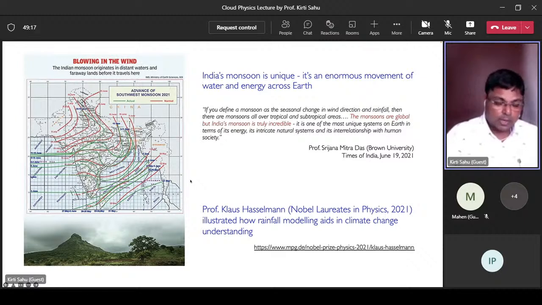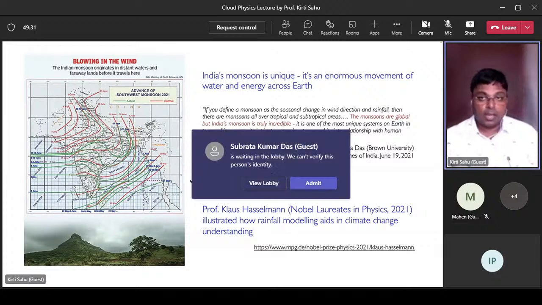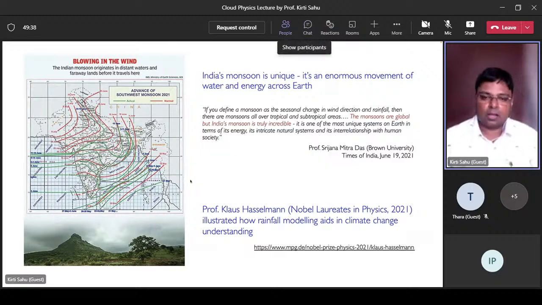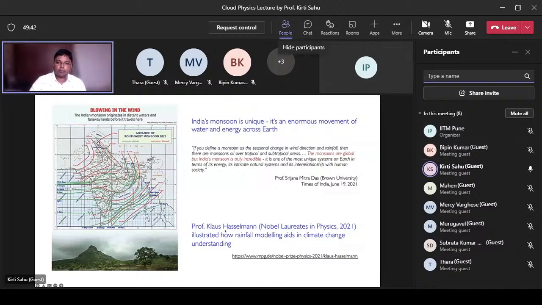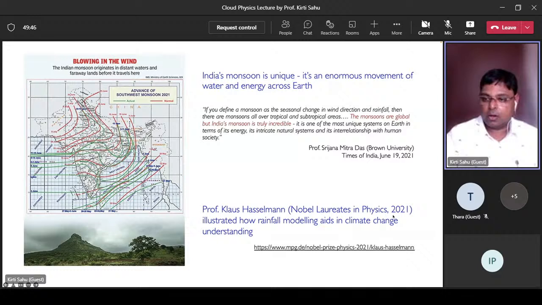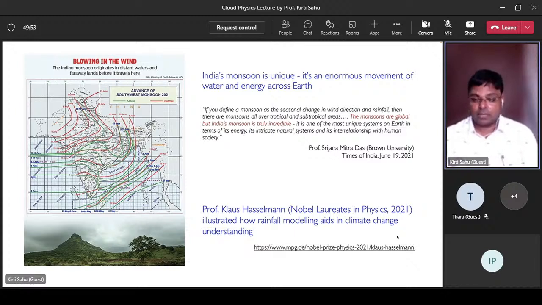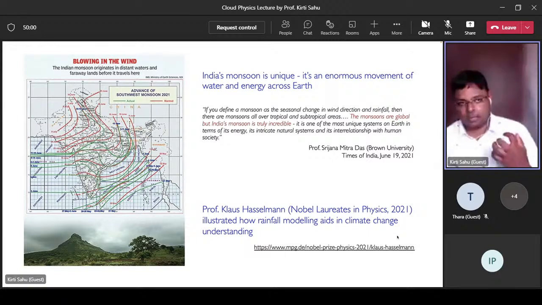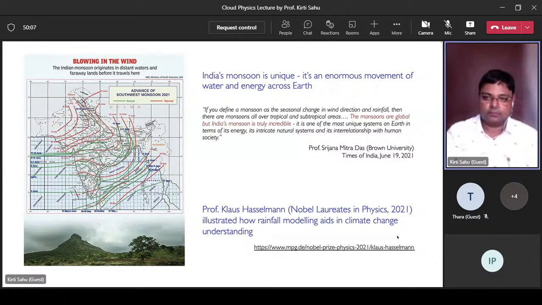So if we relate monsoon to rainfall, it's similar everywhere, but the Indian monsoon is truly unique because it's an enormous movement of water and energy across the earth, and the number of variables which affect Indian rainfall is really huge. Last year, Professor Klaus Hasselmann, a Nobel laureate in physics, illustrated how rainfall modeling adds to the understanding of global climate change. And because the Indian monsoon is a complex and very unique phenomenon, understanding that rainfall will be much more helpful to understand global climate change.